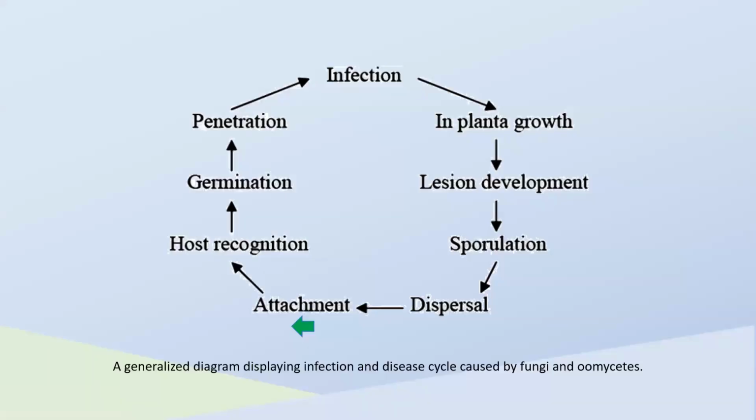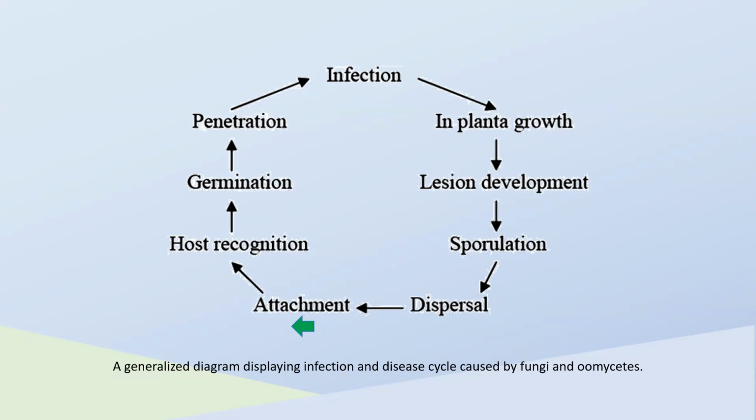So this diagram is what we call the general disease cycle. We start with attachment. Attachment is when the inoculum attaches to the surface of the host. What is inoculum? Inoculum is the infectious part of the pathogen. For fungi, it can be a spore, hypha, or sclerotia. For bacteria or virus, it can be the virus particle, or individual bacteria or nematode.